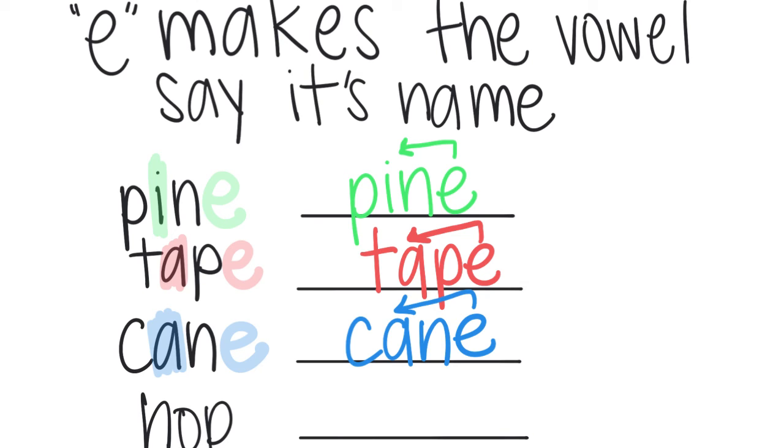And we're going to do the same thing for our last word, hop. Ah is what the O is saying in this word. It's saying ah, but we add an E, and now it does not say that anymore because the E is saying that, hey, O, you need to say your name. So instead of hop, we now have hope, where it says oh, hope.